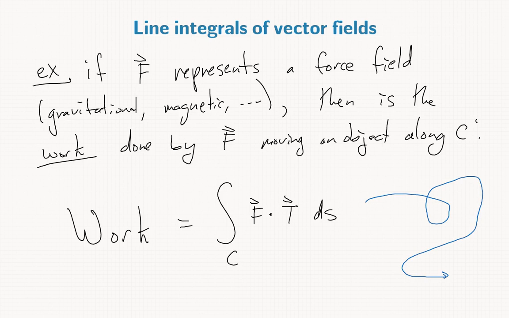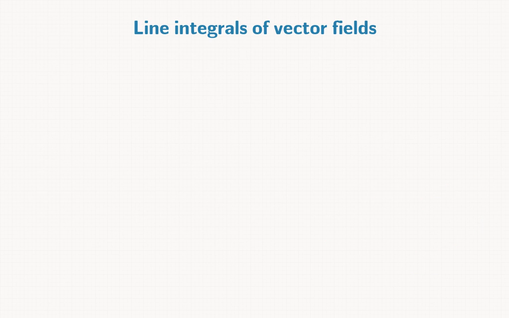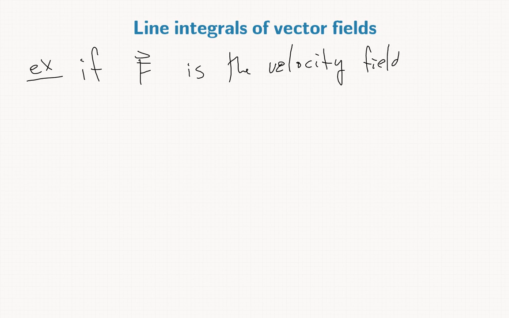Now this is a definition for any kind of curve. There's another concept that is mathematically equivalent, in that we'll just be taking one of these line integrals, but physically it's slightly different. If F is the velocity field, well, they're physically different in that they have different units.